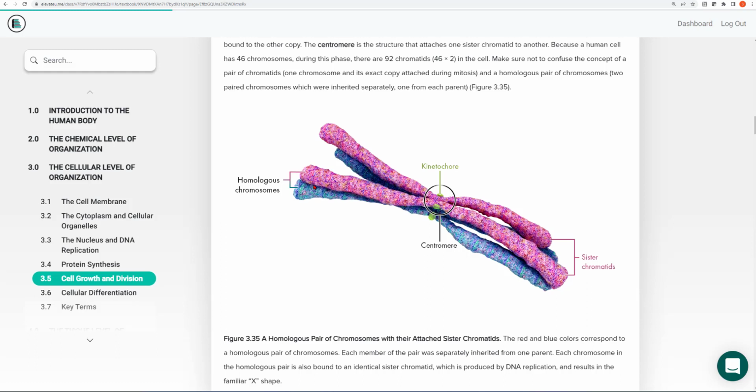So we see here a pair of homologous chromosomes, right? And all of the cells have two copies of all the chromosomes in them. So we call that a diploid cell.